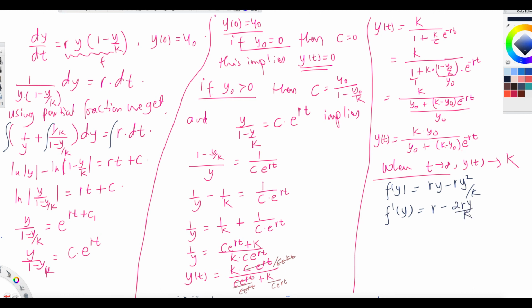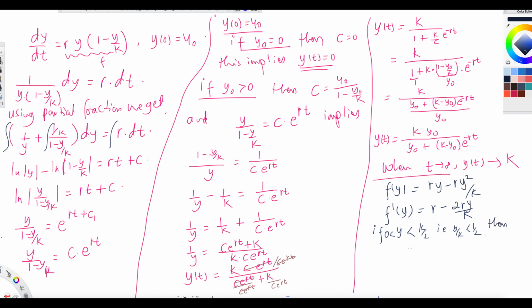Let's say y is less than k over 2. If y is less than k over 2, what happens? So y over k is less than 1/2, right? So if it is less than 1/2, what happens to the f prime?